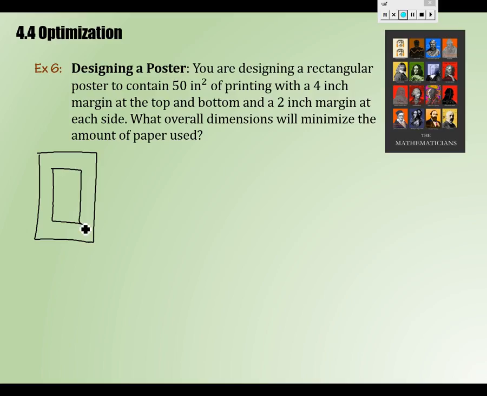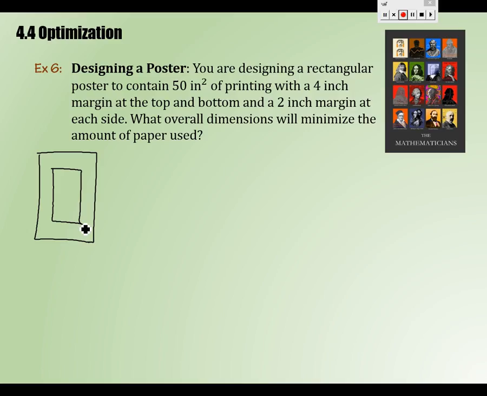So there's some margin around the edge. It's 50 inches squared of printed material with a 4-inch margin at the top and at the bottom and 2-inch margins at the side. I think I got it here. So what overall dimensions will minimize the amount of paper used? Okay, let's sort these things out.